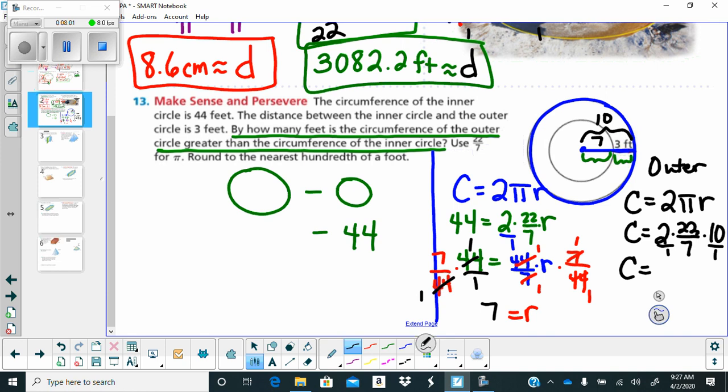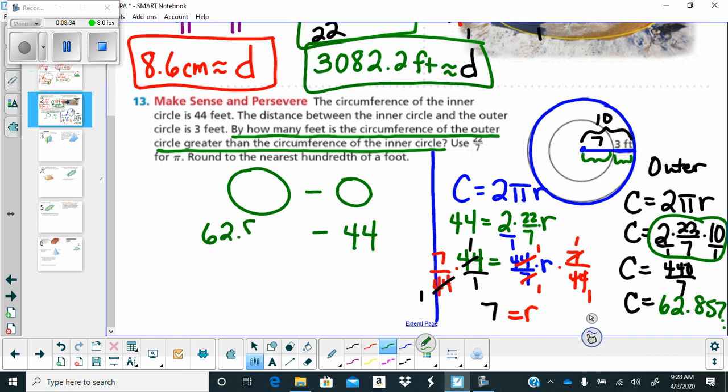Let's see. 2 times 22 is 44. 44 times 10 is 440 over 7. I could type that in. If I were you, I would just take your calculator and type all this in. Okay, that should give you 62.857... Leave that in your calculator because that's not our final answer.